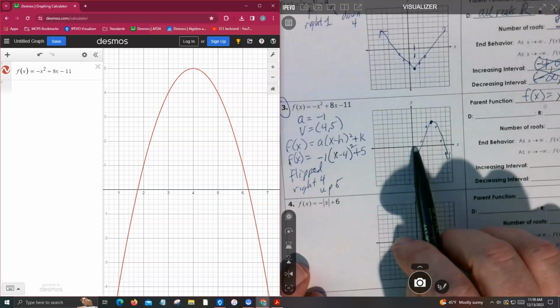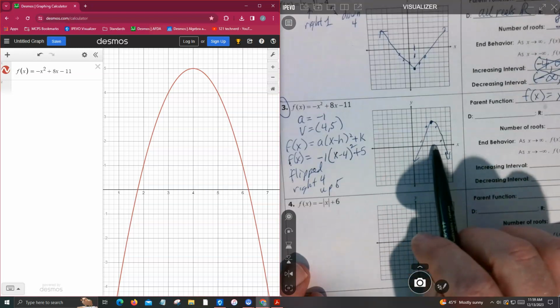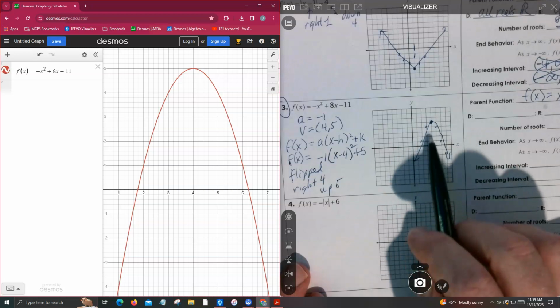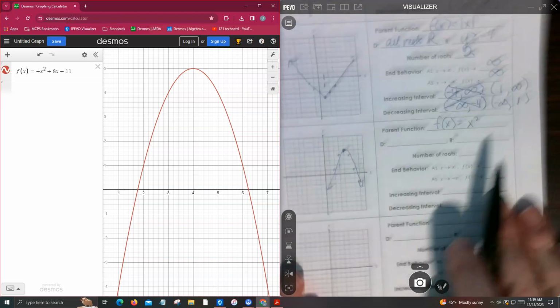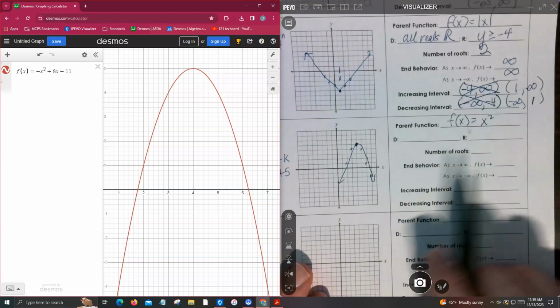Normally I would be at 0, 0. Now I'm going over 4 and up 5. That's my new location, and then because I'm flipping, that's why it's facing down. All right, so now we're going to talk domain and range.